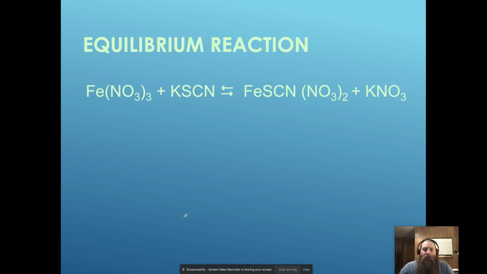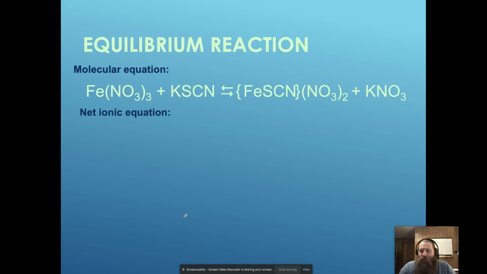Let's look at this reaction right here. Iron 3 nitrate and potassium thiocyanate, that's KSCN, is at equilibrium with this iron thiocyanate species, this iron thiocyanate nitrate species, and this KNO3, which would be potassium nitrate. All right. Now, this is the molecular equation for what we have going on here.